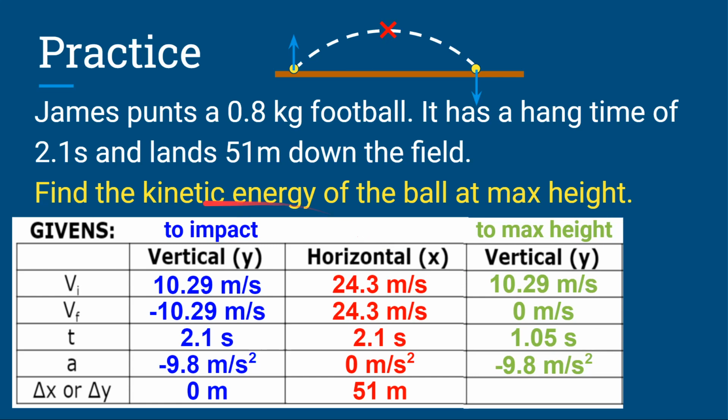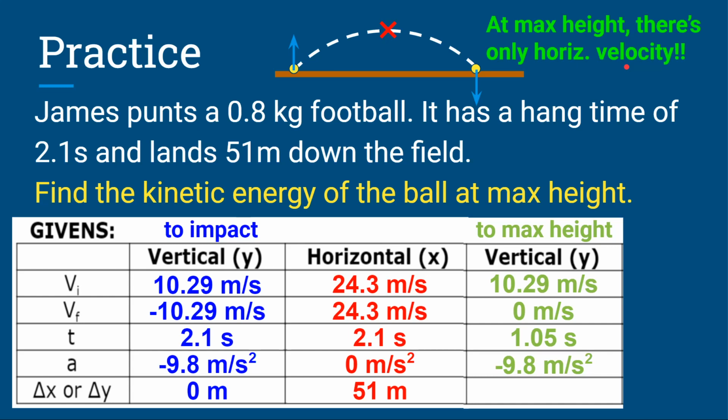All right, follow-up question. Find the kinetic energy of the ball at max height. The equation for kinetic energy is 1/2 mass times velocity squared, which means I need to know the velocity at max height. Guys, what can you tell me about the velocity of this football at max height? It's 0. It has 0 final velocity. Vertically, horizontally, or both? Just vertically. That means it is moving horizontally, right? The vertical velocity is 0, but it's still moving horizontally. At max height, there's only horizontal velocity.